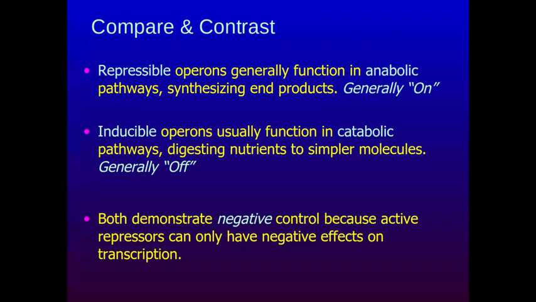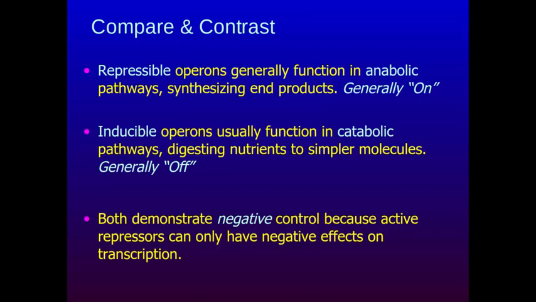All right, so being able to compare and contrast the two operons. Okay, so as I said up here, repressible operons generally function in anabolic pathways, ones that build things, synthesizing end products, and these guys are generally on. In the trp operon, they're synthesizing tryptophan, an essential amino acid. Inducible operons usually function in catabolic pathways, digesting nutrients to simpler molecules, such as the lac operon.